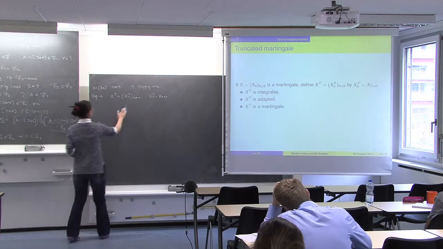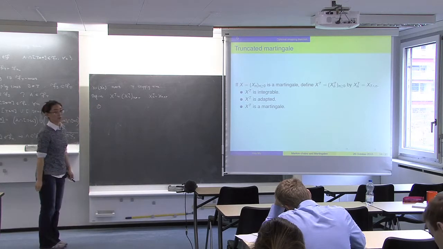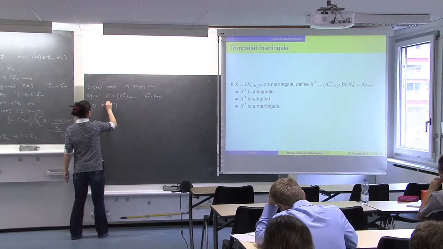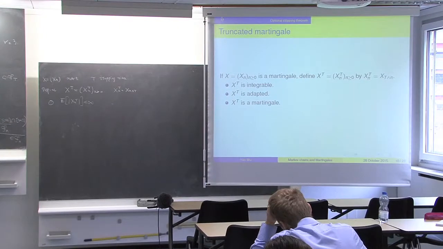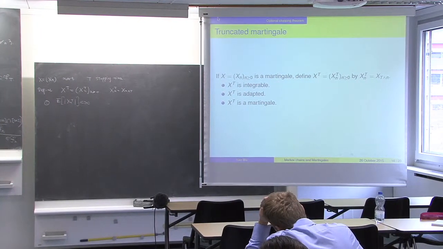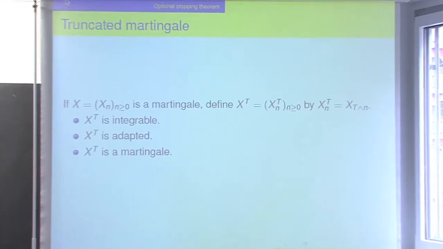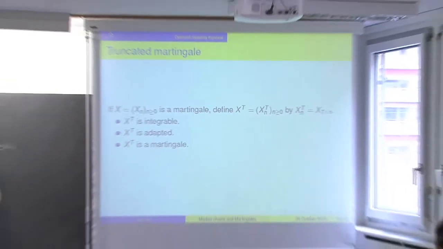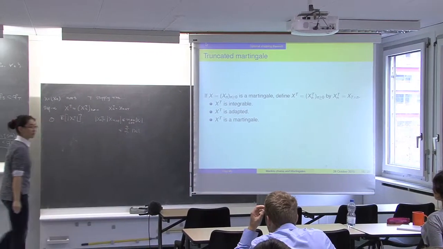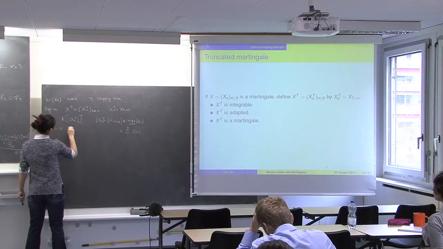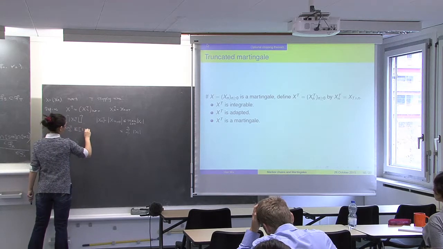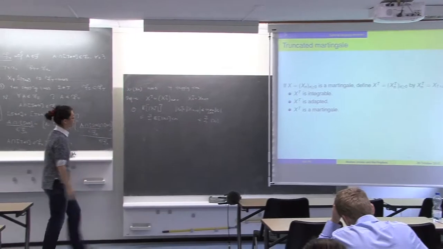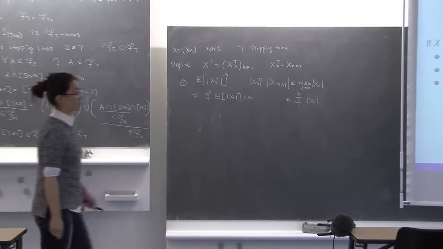And for this new sequence, first we can check that it is still integrable. So for every n, it still has finite expectation. Why is this true? Of course, |X_{T∧n}| is less than the summation from 1 to n of |Xi|. And then the expectation is less than the summation from 1 to n of E|Xi|. So this is just a finite summation, so of course it is still finite. So the new sequence of random variables is still integrable.